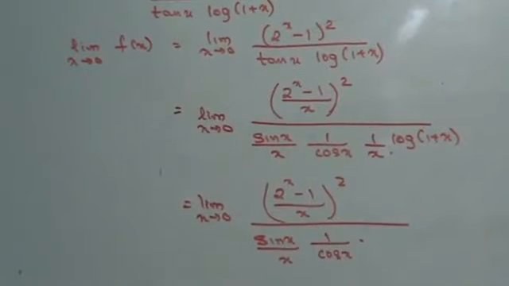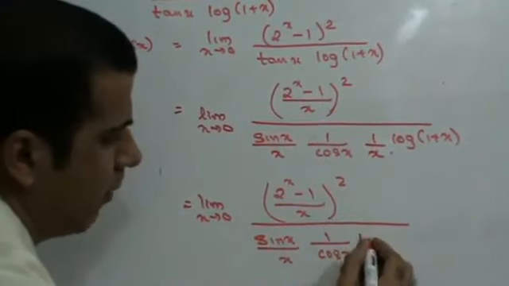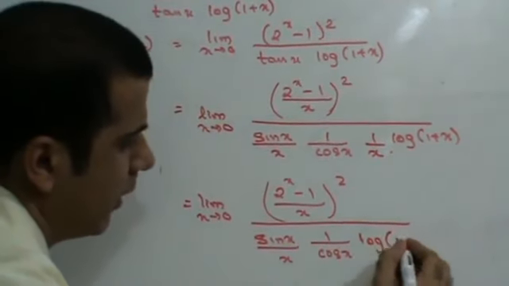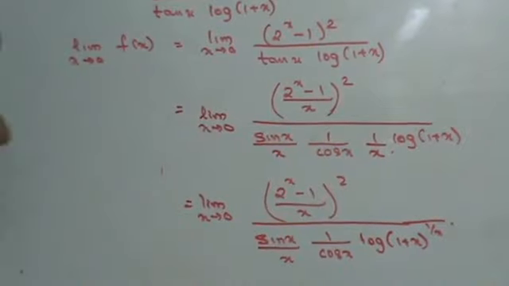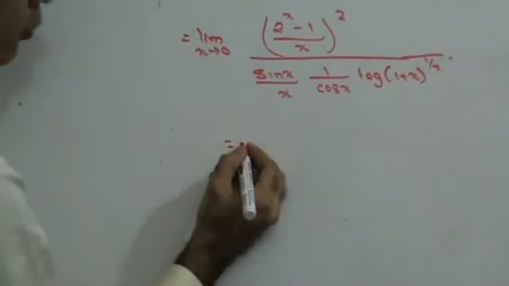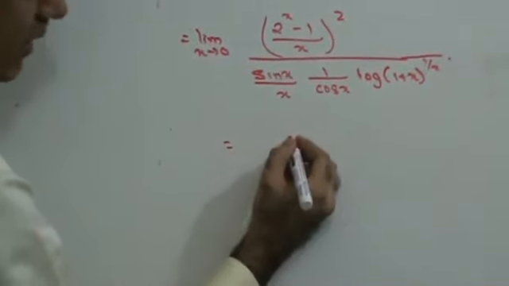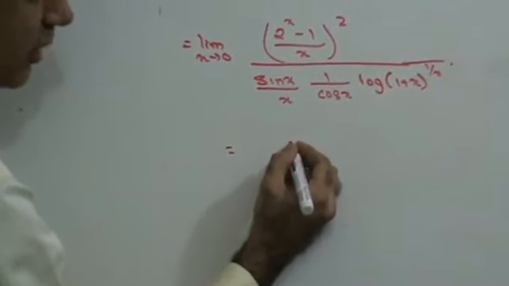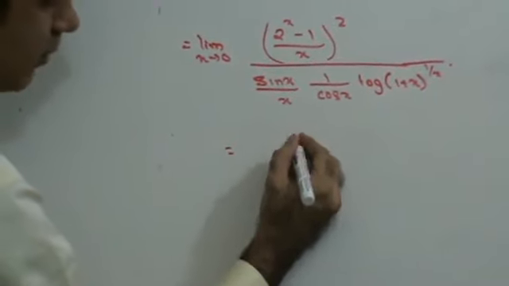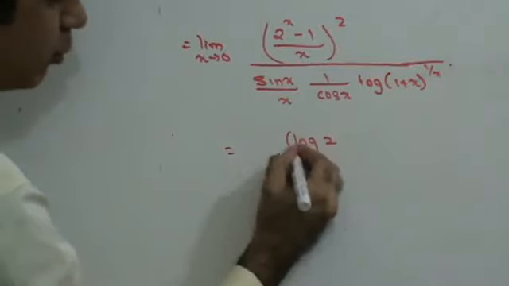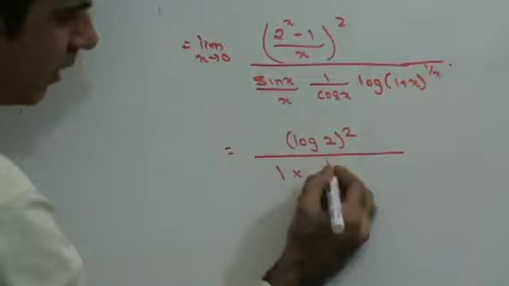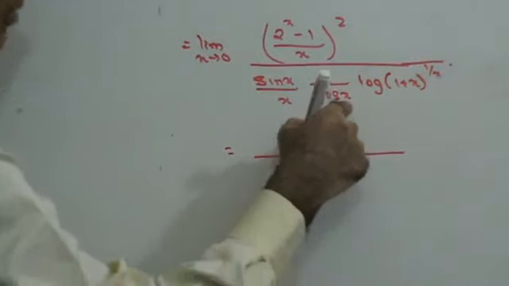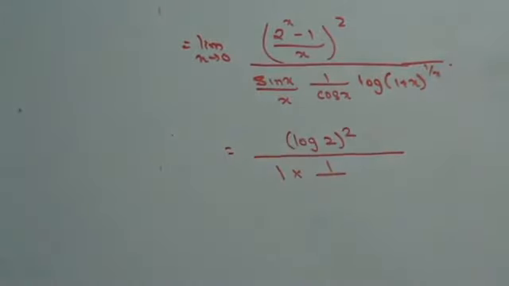Now whatever is the number before log goes up in the indice. Now 1 plus x will go up in the indice. So this will be log 1 plus x raised to 1 upon x. Now use your formulas. 2 raised to x minus 1 upon x, you will use limit of x tends to 0, a raised to x minus 1 upon x, which is nothing but log 2 the whole square. Sin x upon x is 1. 1 upon, substitute the value of x as 0. Cos of 0 is 1.